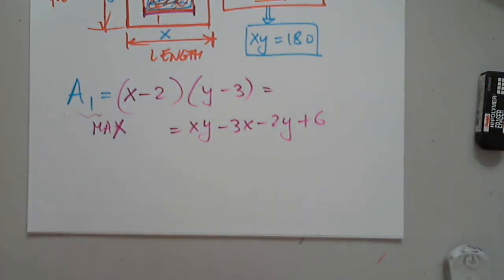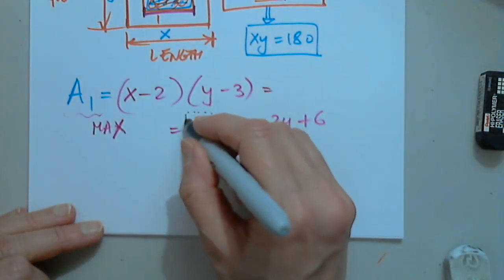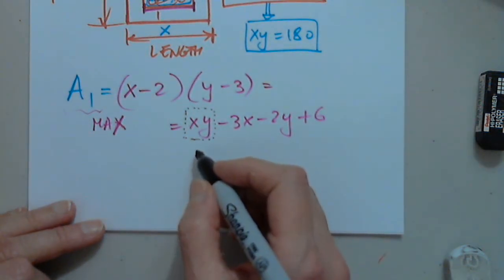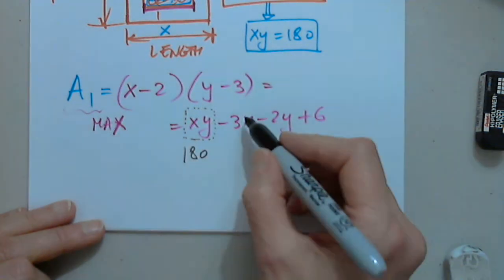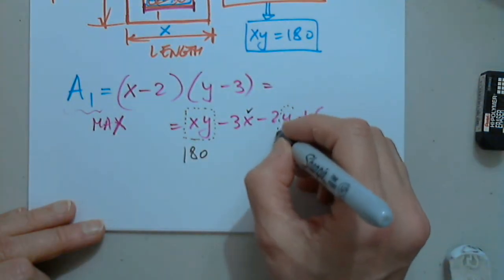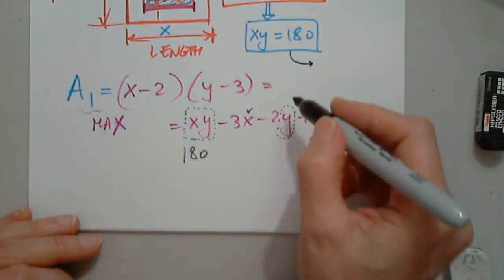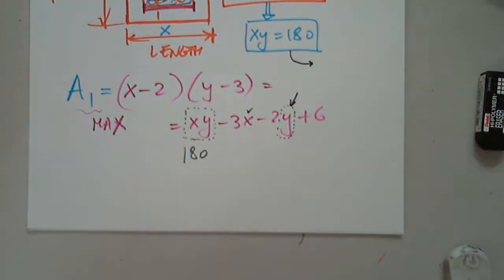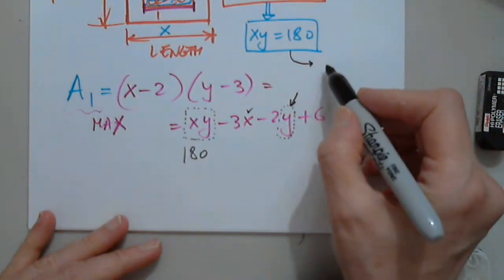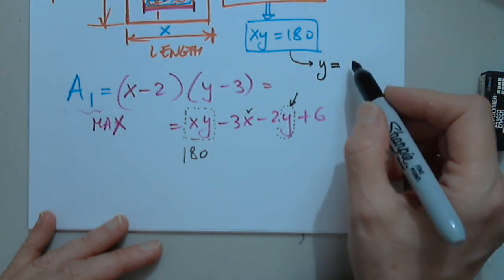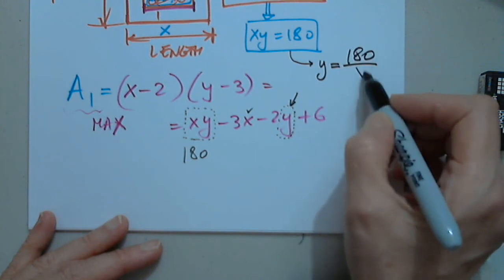So somehow I have to get rid of one of the variables. One thing I know for sure, that I can replace this by what? Immediately. 180. That's it. X can stay, but now I have to do something about this. Can anyone tell us what y could be replaced by? 180 over x. Brilliant. Thank you very much.